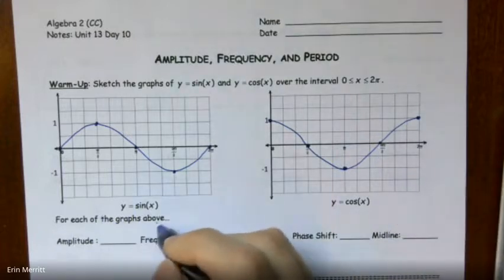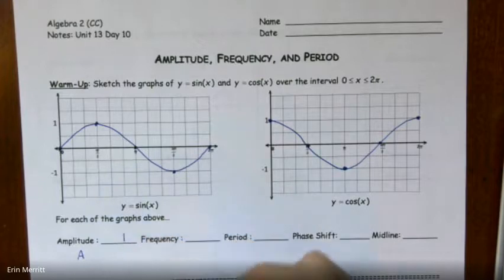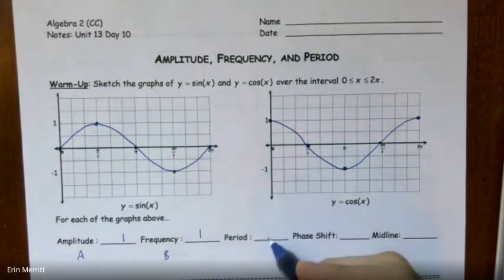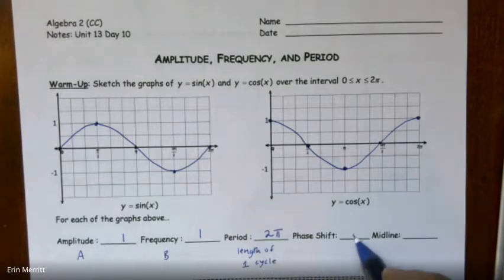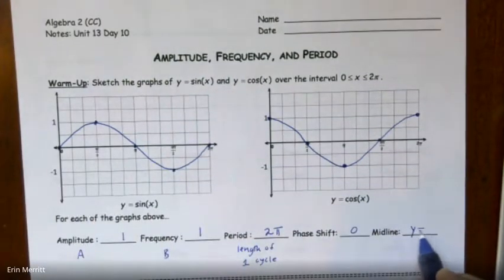For each of these guys, amplitude, that's just 1. That's that A value. The frequency, that's 1. That's the B value. It's the number of cycles you see from 0 to 2 pi. The period is 2 pi itself. That's the length of one cycle. All right, phase shift. There is not one. We're not shifting it left or right. The midline for both is the y-axis right now, or the line y equals 0. So this is the C, that's the D in the equation, okay?